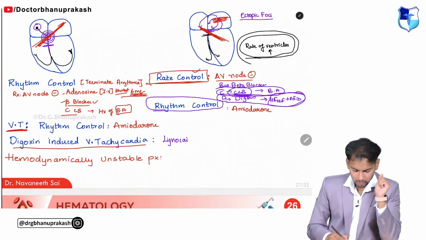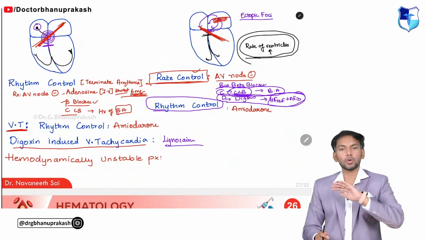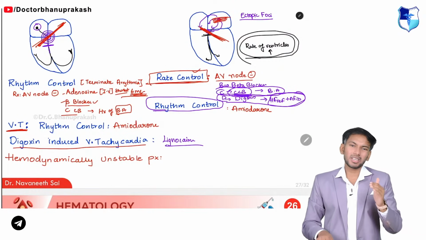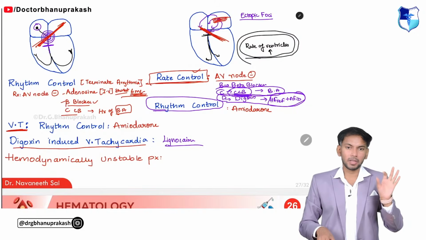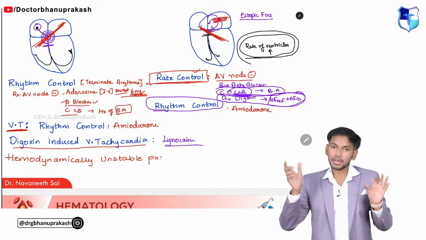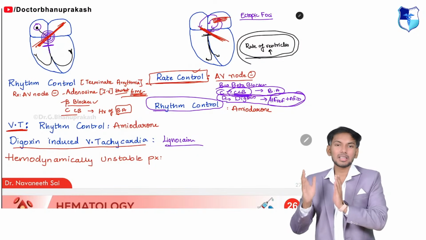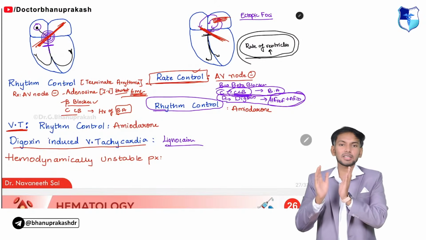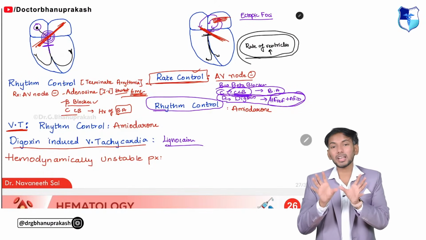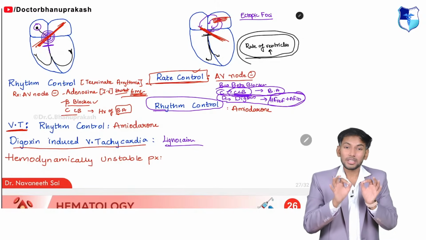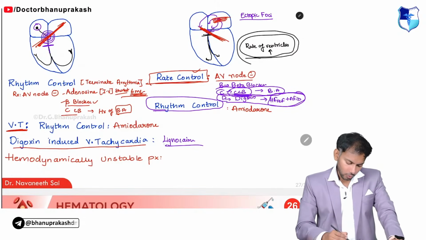If you know this much, you will solve all the questions. So the patient is hemodynamically stable. If he is having PSVT, you will use ABC. If he has AFib or atrial flutter, BCD. If they are asking rhythm control, amiodarone. If they are asking rhythm control in VTAC, it is amiodarone. VFib, amiodarone. But if they are asking digoxin-induced arrhythmia, it is lignocaine.